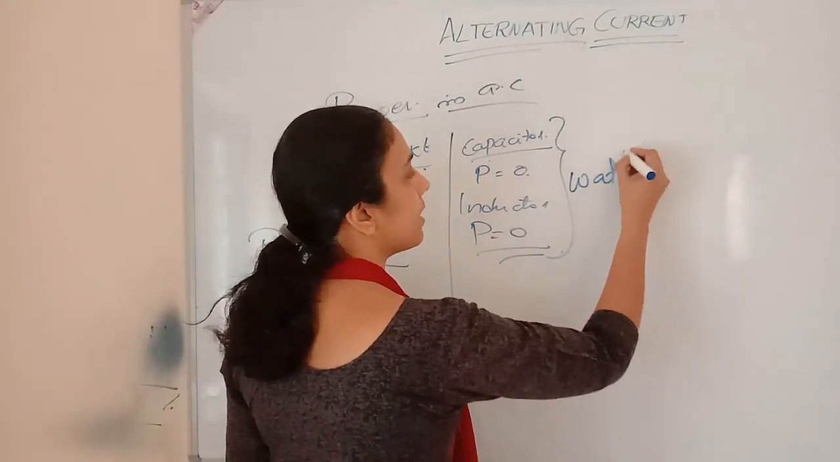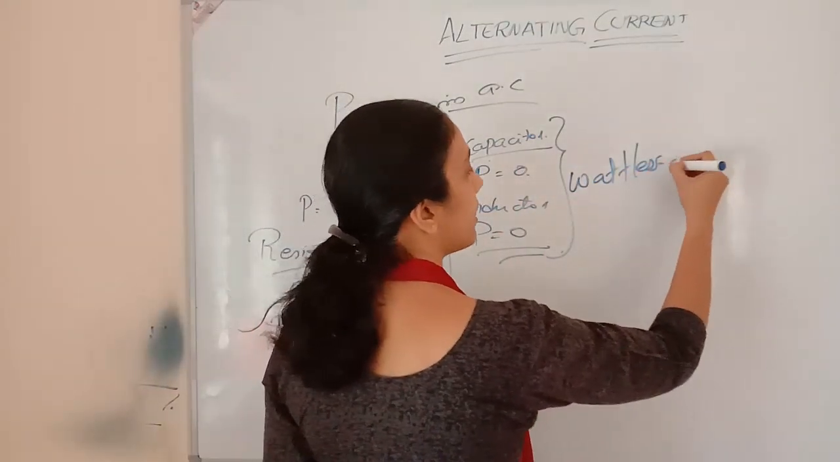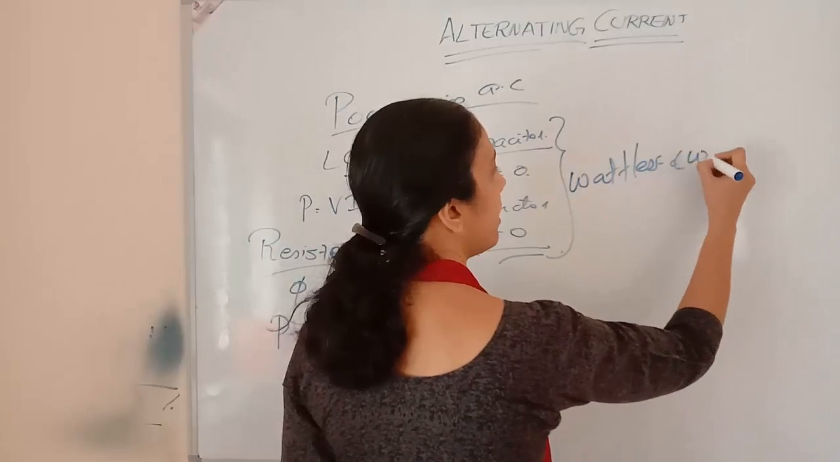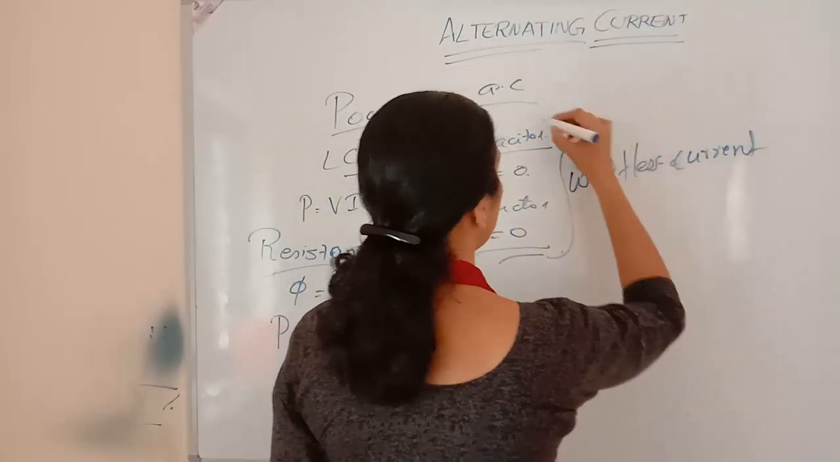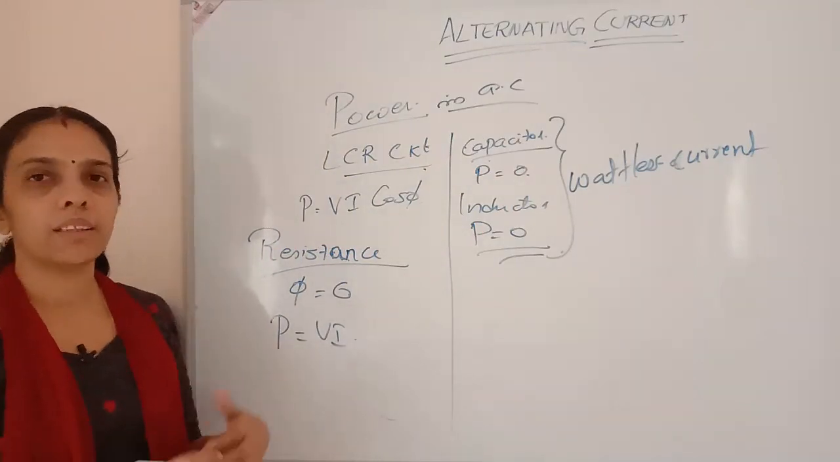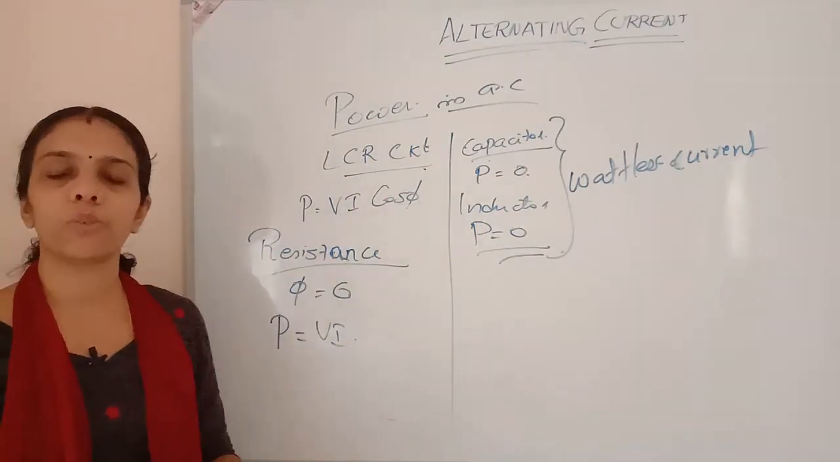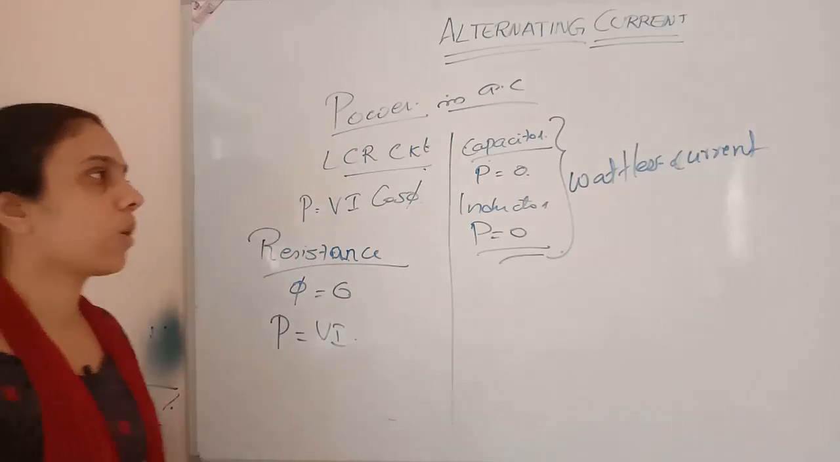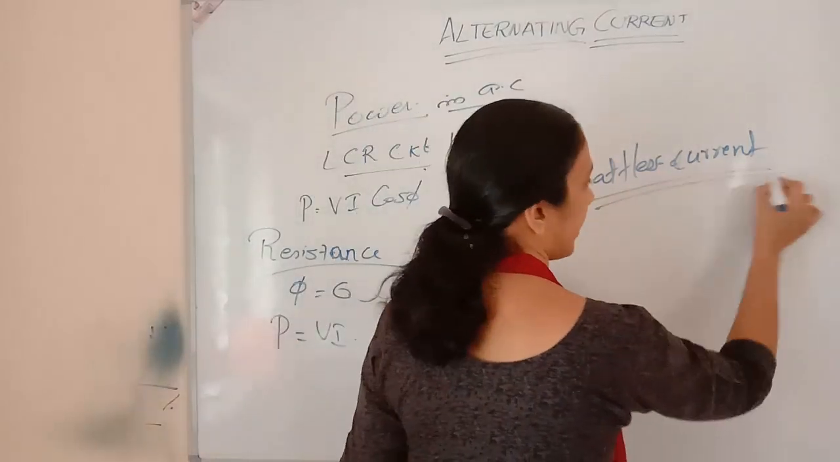Therefore this is called wattless current. Either it is an inductive circuit or a capacitive circuit, their cos phi value will be equal to 0. That is called a wattless current.